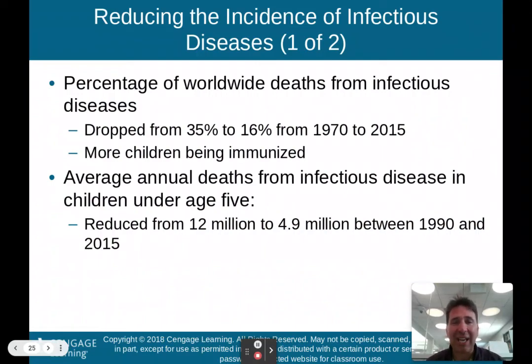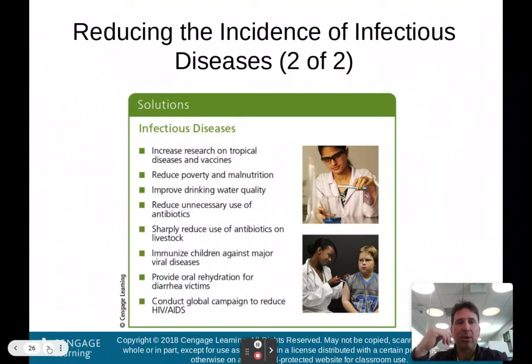And average annual deaths from infectious diseases in children under age 5 reduced from 12 million to 4.9 million between 1990 and 2015. So another success story. And again, the reason is the kind of things we talked about previously. So here are some solutions to continue to reduce the effects of these infectious diseases around the world.